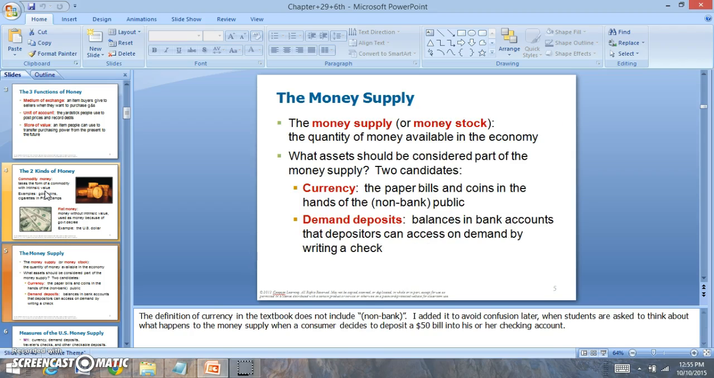Now, when we look at the money supply, it is made up of two different components, currency and demand deposits. When you look at currency, that's the paper bills and coins that we have. Then when we look at demand deposits, we're looking at deposits that are put into the bank account. And these demand deposits are very important to focus on.